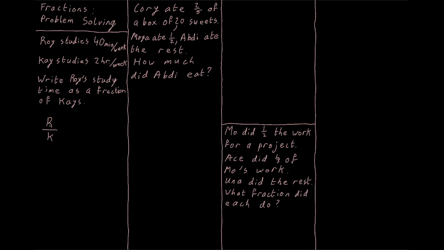So the R here stands for Roy's study time. The K here stands for Kay's study time. We want to write a fraction like this, and all of our fractions we're going to try and simplify. So that's what we're aiming for.